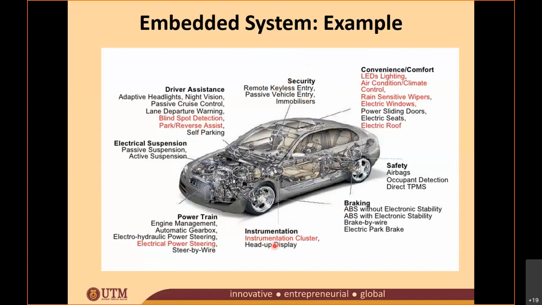To control your infotainment units, you can play MP3s, you can watch a movie, and control your aircon climate. You can do that. So there are a lot of embedded systems inside one car actually.